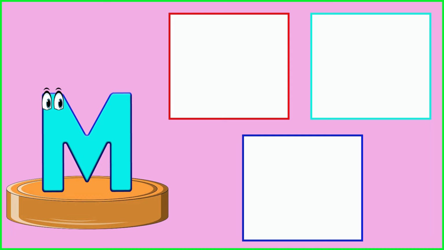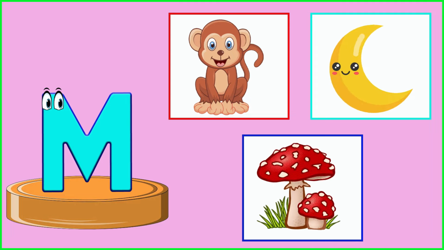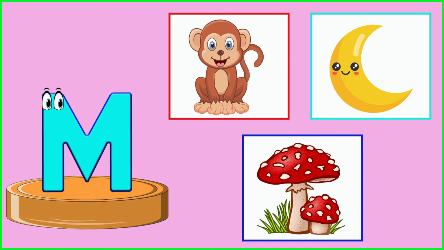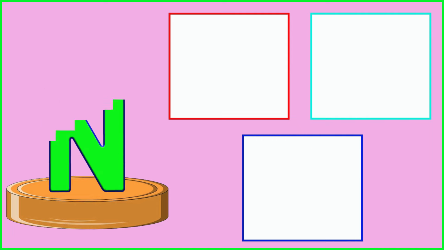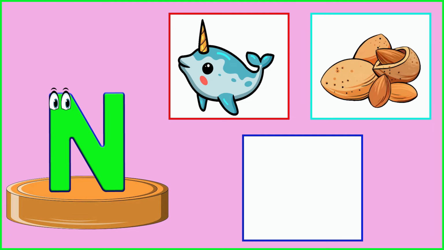M. M is for monkey. Moon. Mushroom. N. N is for novel. Nut. Nail.